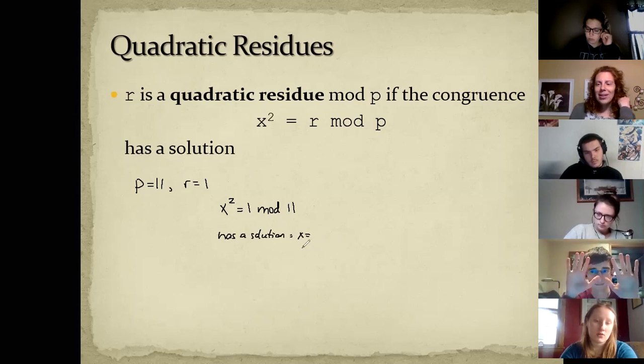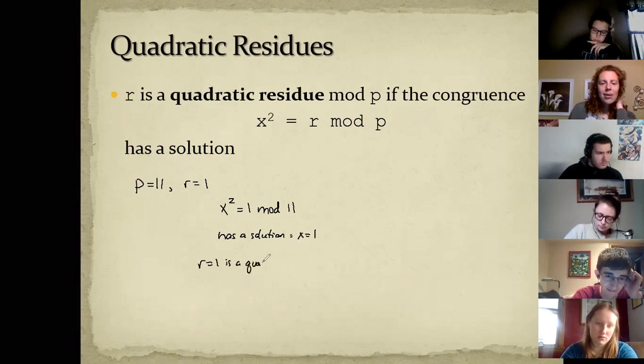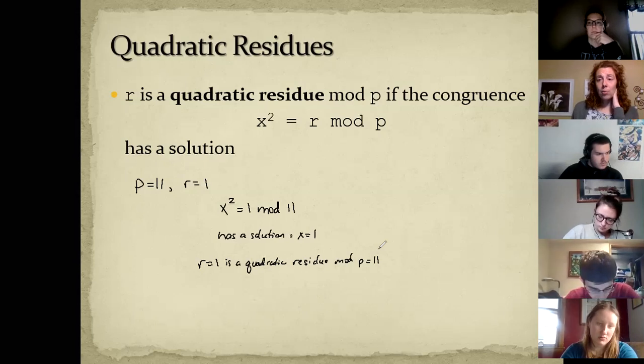Thank you, Daniel. The obvious answer would be 1. The other answer would be -1 or 10. So x equals 1 is going to be a solution to this equation. And therefore, we would say r equals 1 is a quadratic residue mod p equals 11. So r equals 1 is a quadratic residue mod p equals 11.